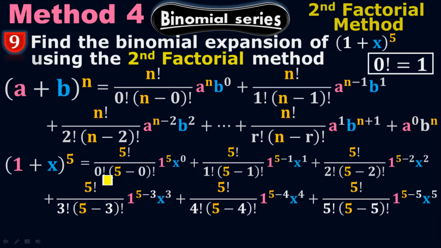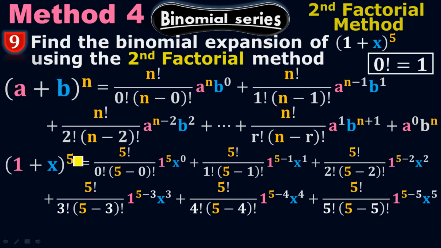5 factorial over 0 factorial into 5 minus 0 factorial times 1 to the 5 times x to the 0 plus 5 factorial over 1 factorial into 5 minus 1 factorial times 1 to the 5 minus 1 into x to the 1 plus 5 factorial over 2 factorial into 5 minus 2 factorial times 1 to the 5 minus 2 times x to the 2 plus 5 factorial over 3 factorial into 5 minus 3 factorial times 1 to the 5 minus 3 times x to the 3 plus 5 factorial over 4 factorial into 5 minus 4 factorial times 1 to the 5 minus 4 times x to the 4 plus 5 factorial over 5 factorial into 5 minus 5 factorial times 1 to the 5 minus 5 times x to the 5.